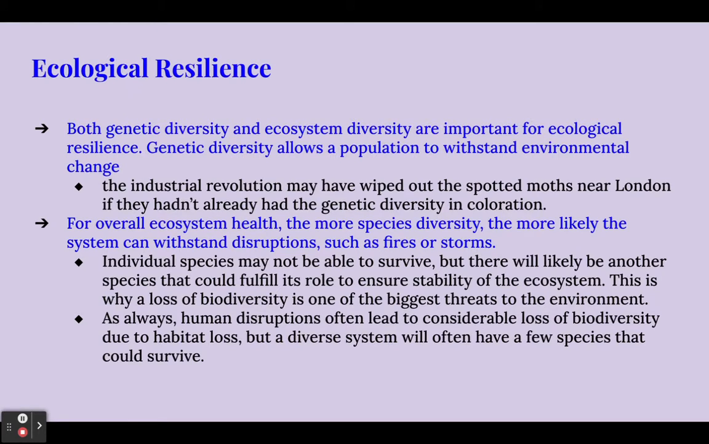Whereas if you look at something that has a lot of different species that live there, like the savanna, there's a bigger likelihood of those species, at least some of them, surviving if there was a massive disruption in that ecosystem.